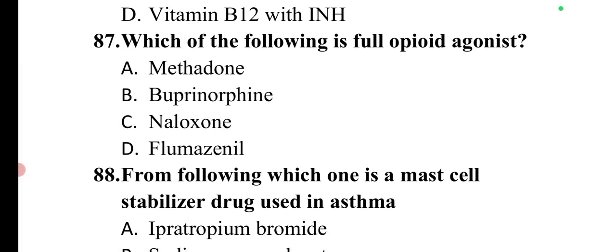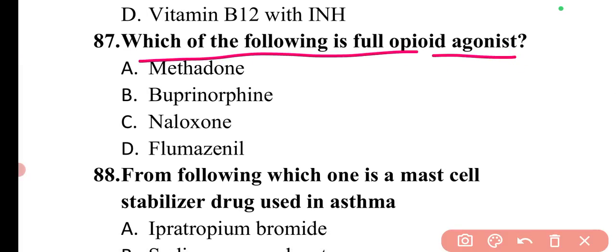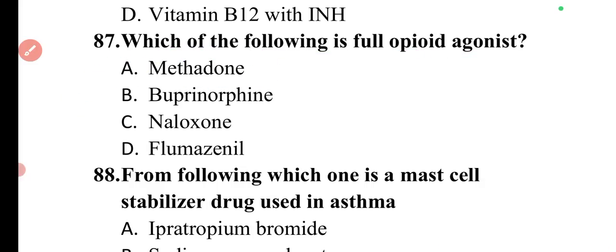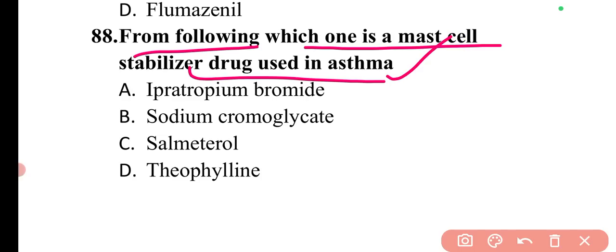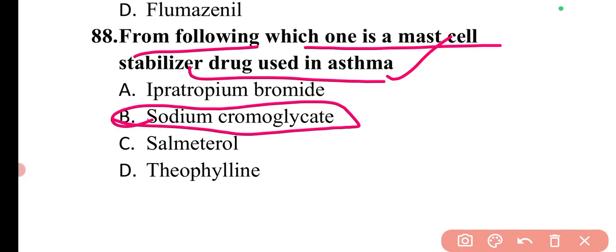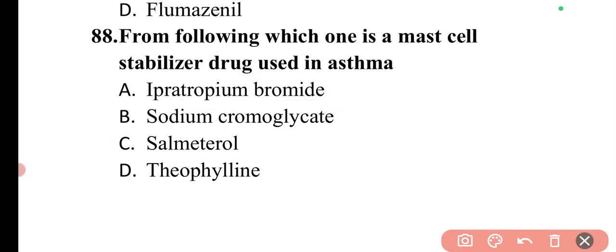Next question is, which of the following is full opioid agonist? So the full opioid agonist is methadone. So here option A will be the correct answer. Next question is, from following which one is a mast cell stabilizer drug used in asthma? So this mast cell stabilizer drug is sodium cromoglycate. So here option B is correct.